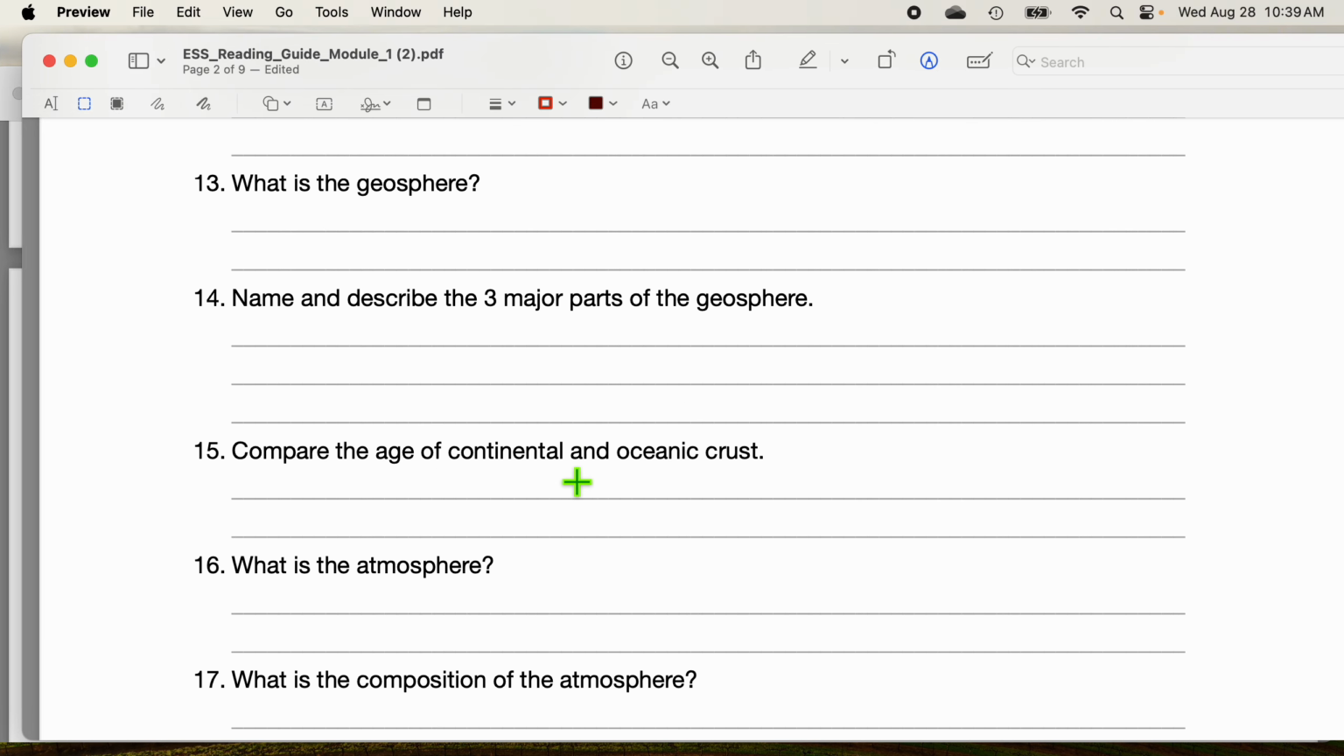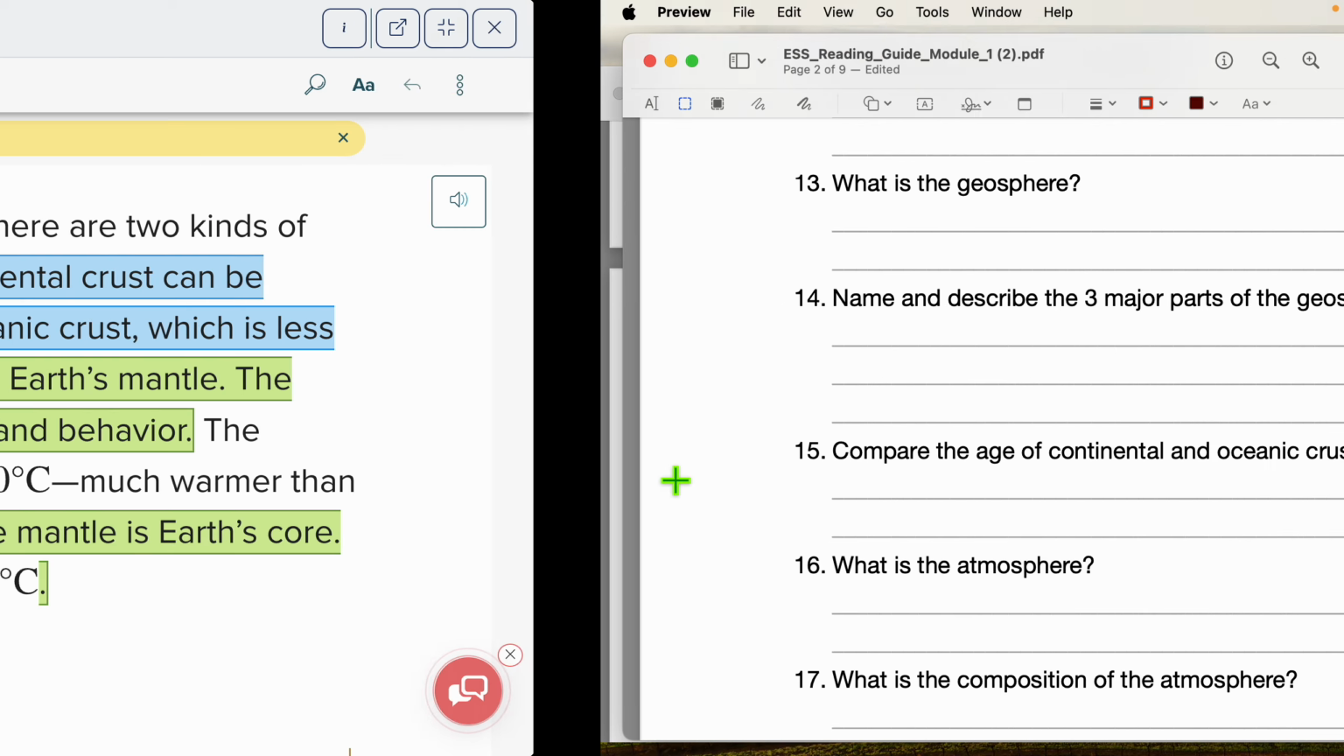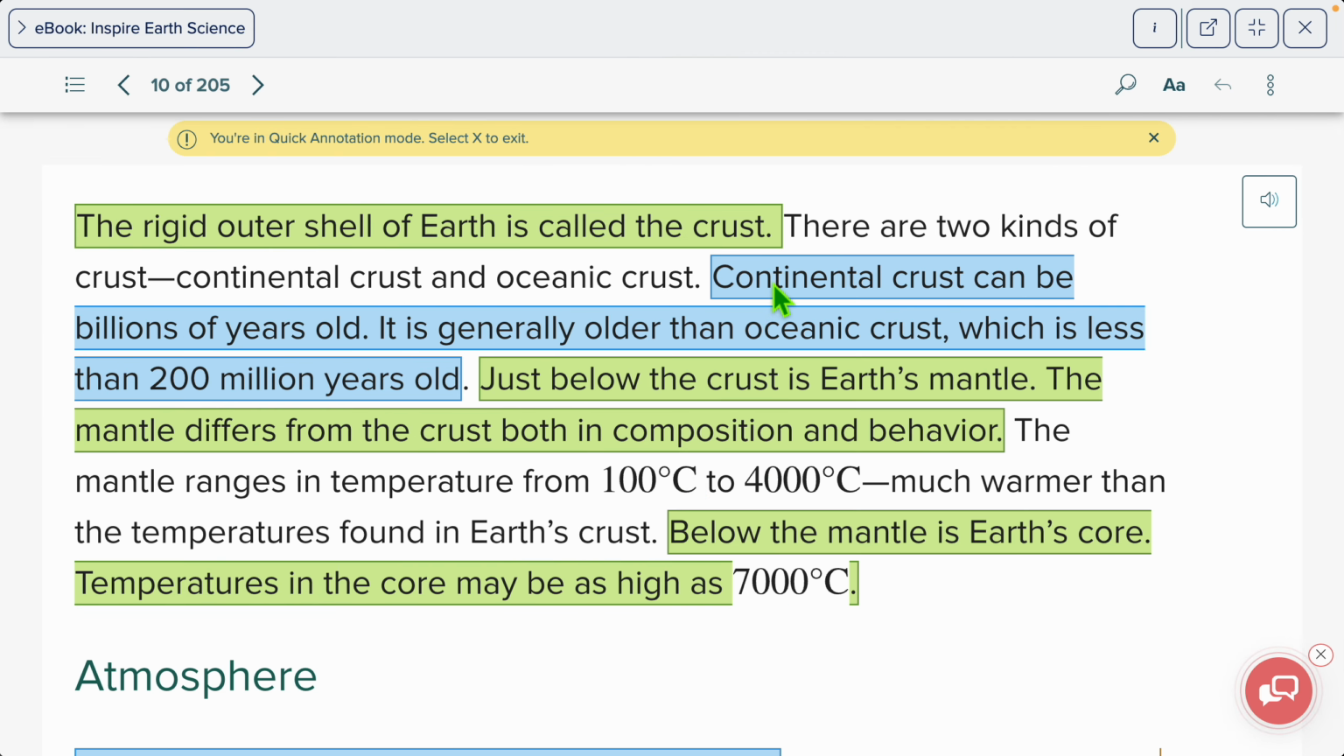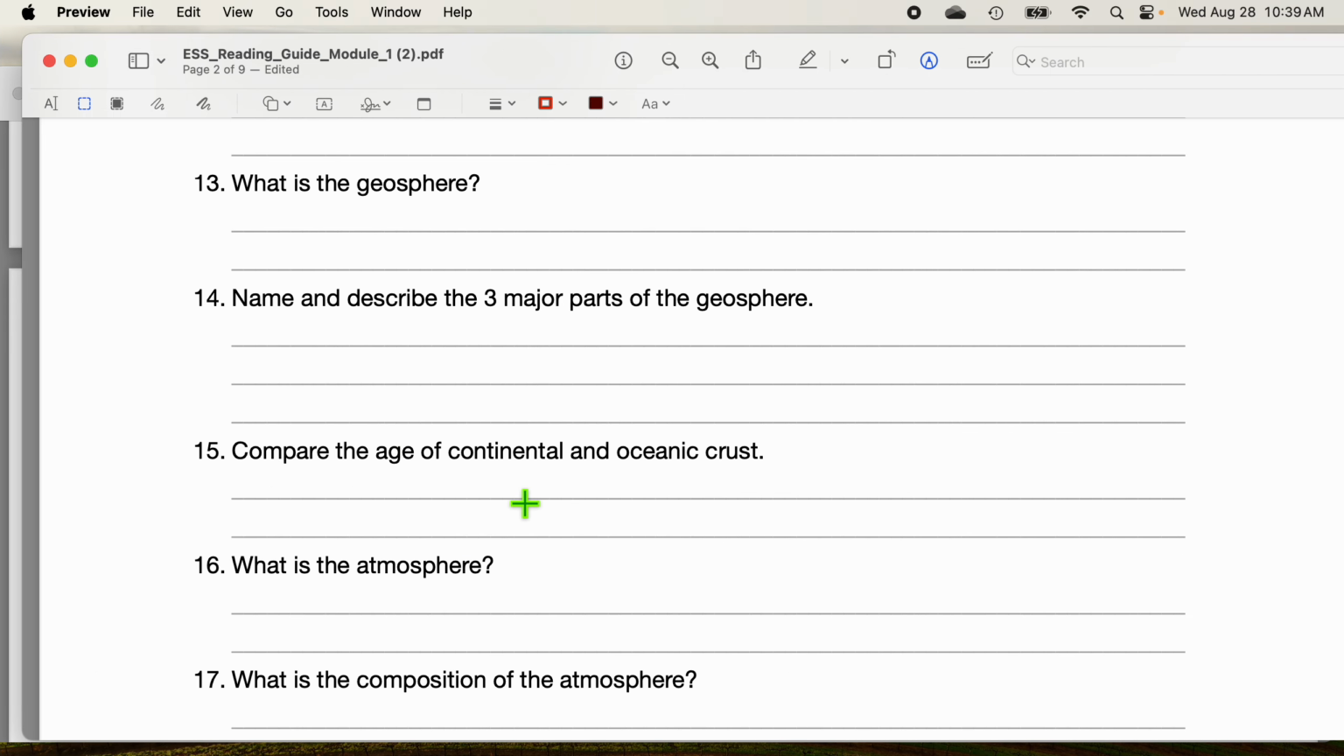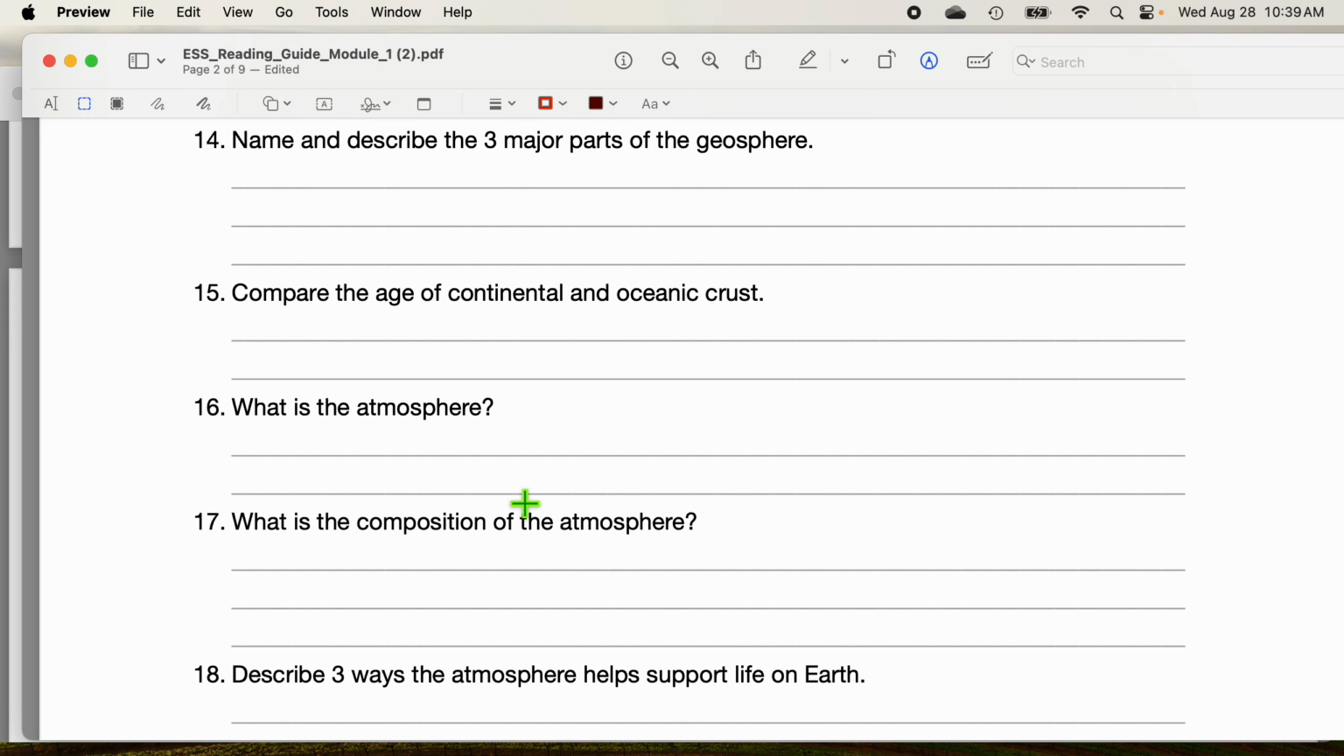Also, number 15, compare the age of continental and oceanic crust. Well, that's right here. So there are two kinds of crust. You have continental crust and oceanic crust. Continental crust can be billions of years old. It's generally older than oceanic crust, which is less than 200 million years old. So that gives you a comparison of the ages of the crusts.